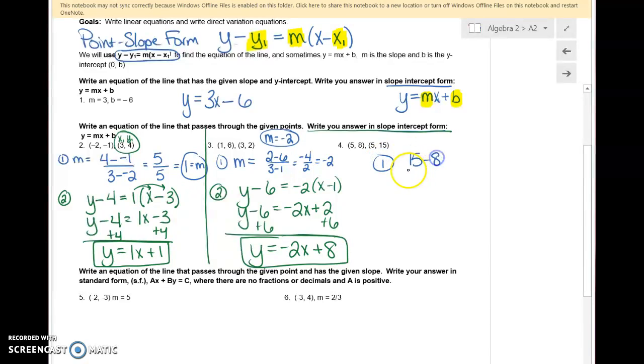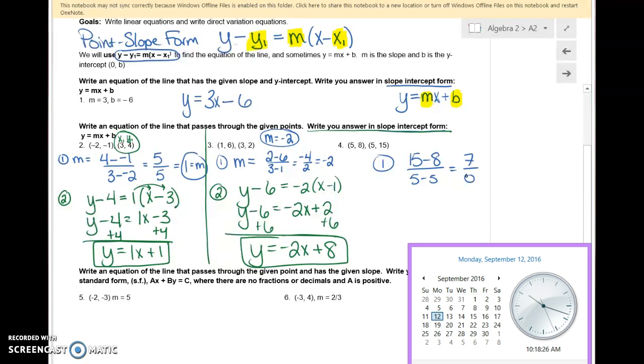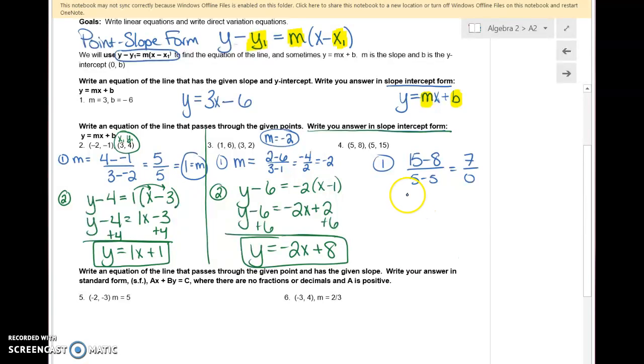15 minus 8 over 5 minus 5. On the top we have 7, on the bottom 0. What is 7 divided by 0? Can't do it, it's undefined.